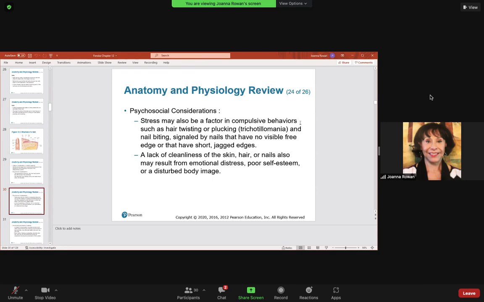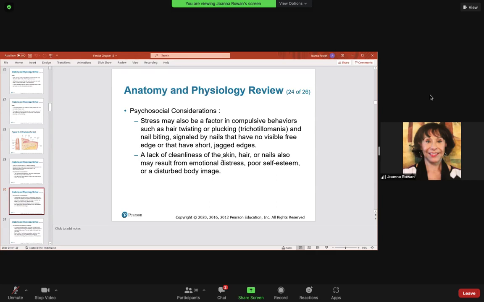Stress may also be a factor in compulsive behaviors such as hair twisting and plucking. That is called trichotillomania. And nail biting, signaled by nails that have no visible free edge or have short, jagged edges. That will be a cue that this person is going into stress. I have seen this in students when we were in the classroom. They would come with beautiful eyebrows, and by the end of the term one eyebrow was totally gone because they would pluck it during class because they were stressed.